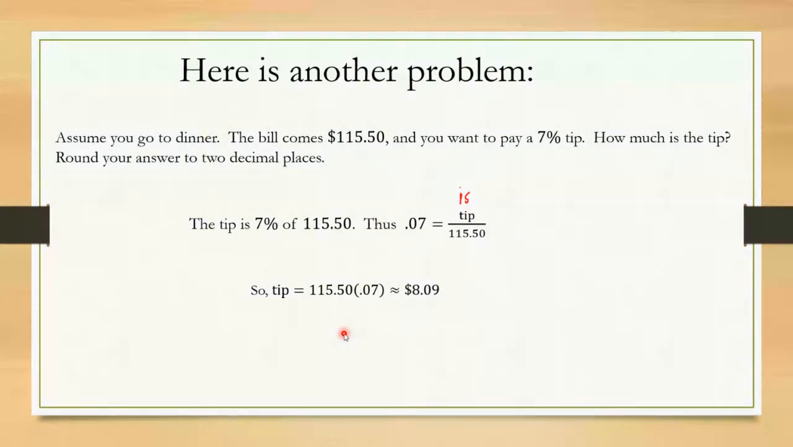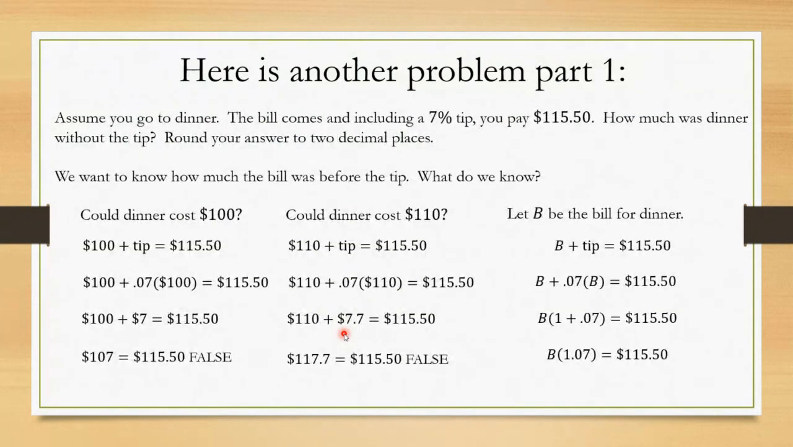Now, the next problem is a little bit different. Let's suppose now you go to dinner. The bill, including the tip, though, comes out to be $115.50. How much was dinner before the tip? You see the difference? Here we have our bill, which is $115.50, but this is already including the tip. This is including that 7%. But we want to know how much is the bill before the tip. So how much was dinner without the tip?